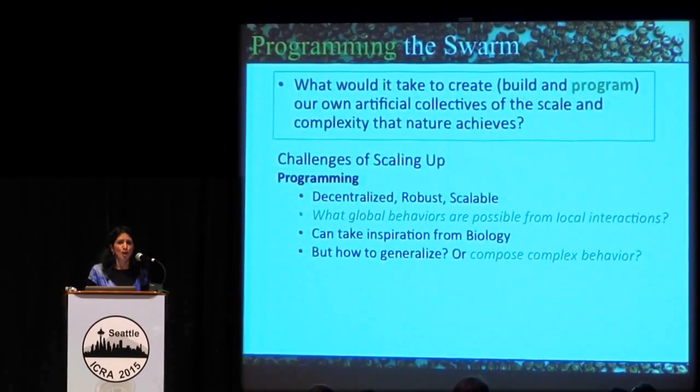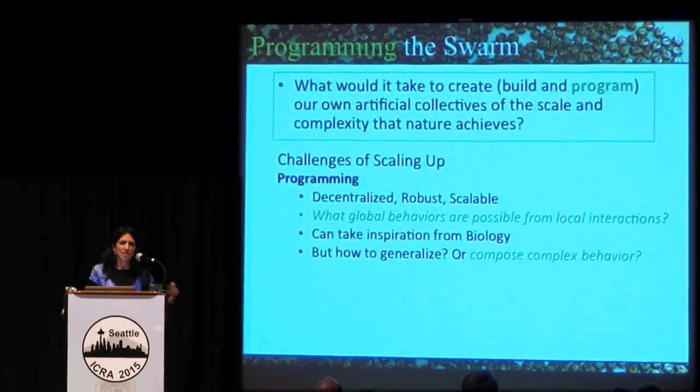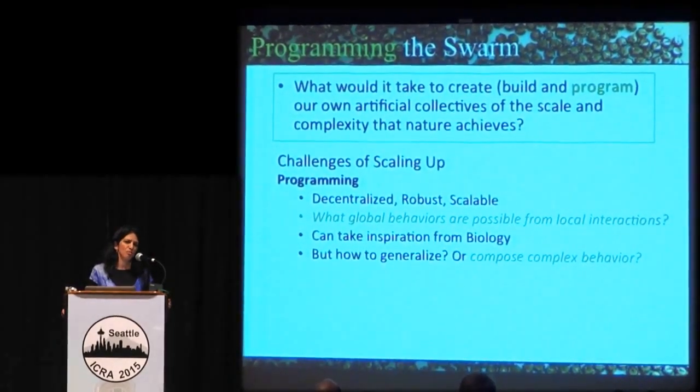But we don't actually know what global behaviors are possible to get from local interactions. Where's the boundary between decentralized and hierarchical or centralized? From my perspective, what I do is try to find out how far we can go with a decentralized system, but I don't really know where that boundary is, and I think we're still discovering that. So our approach is really to take inspiration from biology. We can recreate some of the behaviors from biology. But that just puts you up against the next challenge, which is how do we generalize? How do we do something that isn't true in biology? Can we do it like computer science, where we compose simple behaviors and create more complex ones?